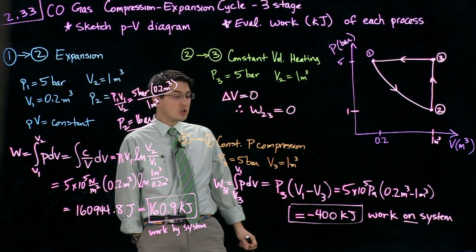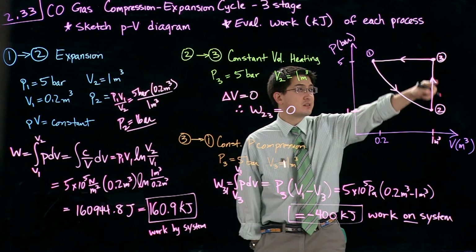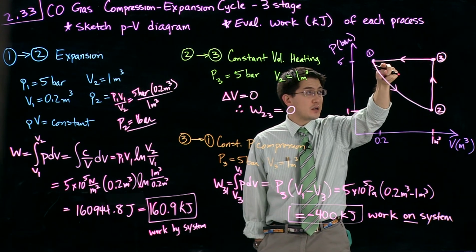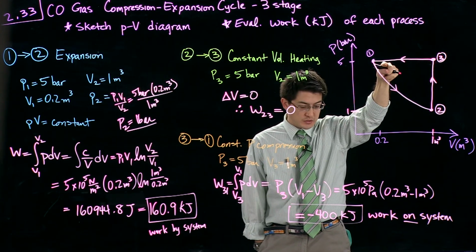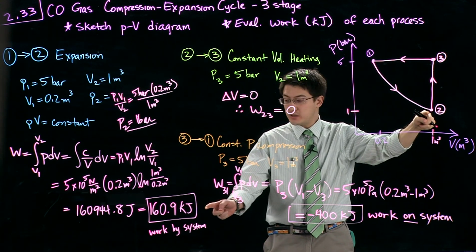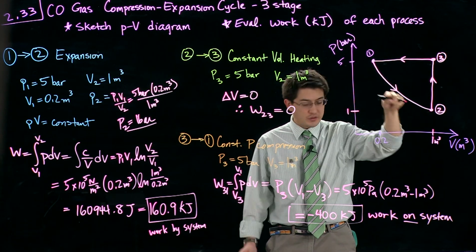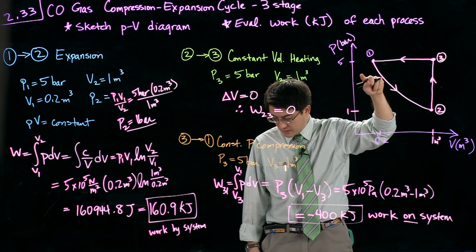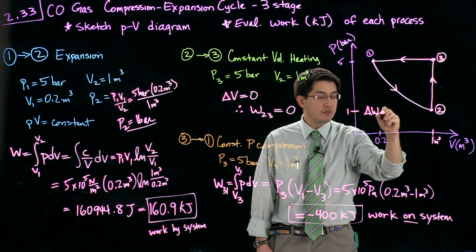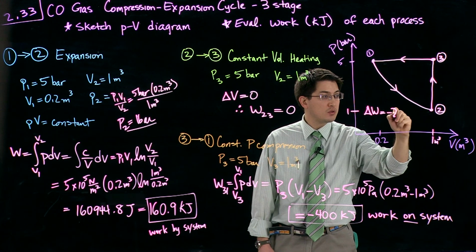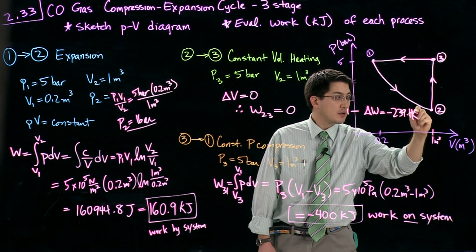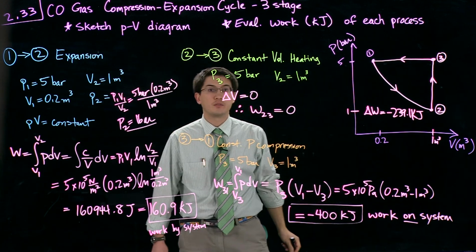If you think about the net work of this cycle, there's no work here. From here to here, there was work of minus 400 kilojoules. From here to here, there was positive 160.9 kilojoules. So the net work around this whole cycle was minus 239.1 kilojoules.